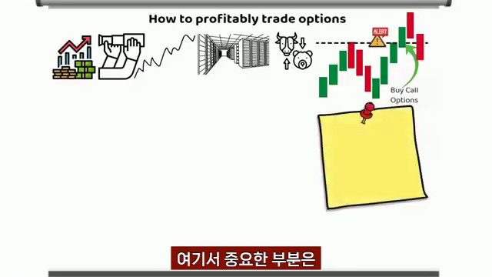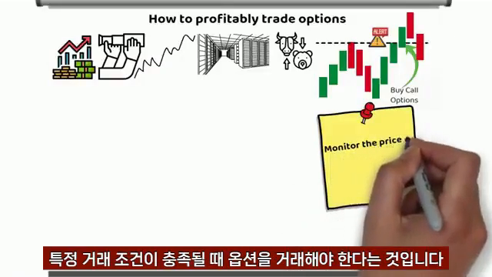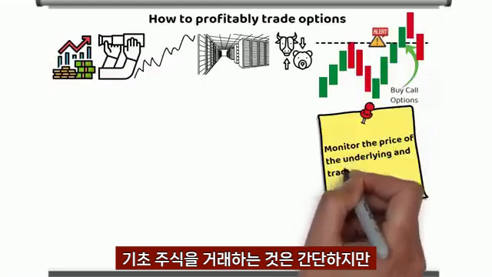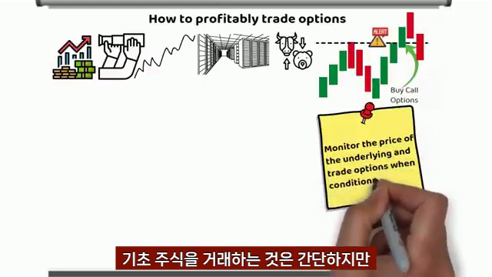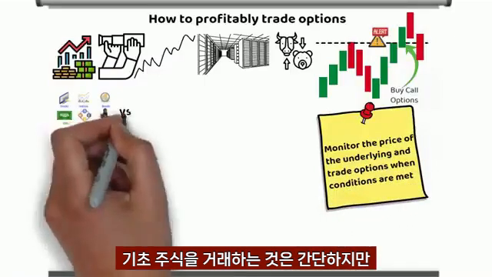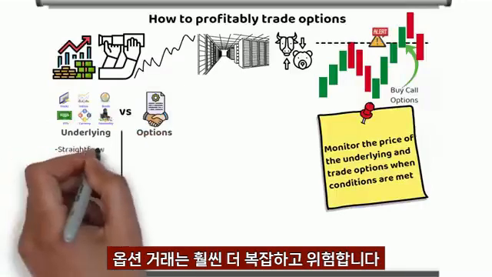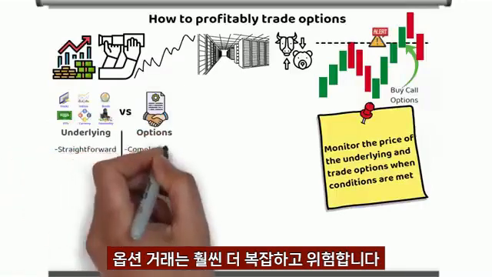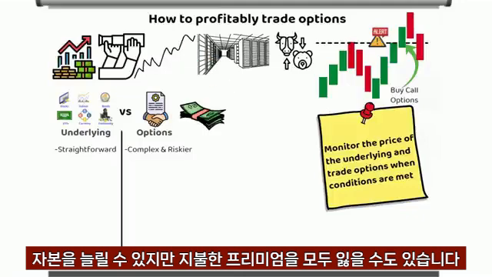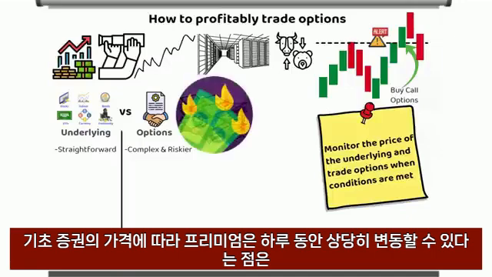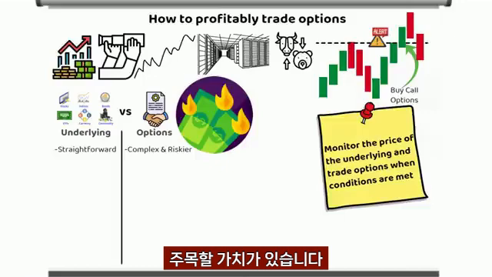The important part here is that you need to monitor the price of the underlying stock and trade the options when certain trading conditions are met. While trading the underlying stock is straightforward, trading options is much more complex and riskier. You can multiply your capital, but you can also lose all the premium you paid. It's worth noting that premiums can fluctuate considerably during the day based on the price of the underlying security.